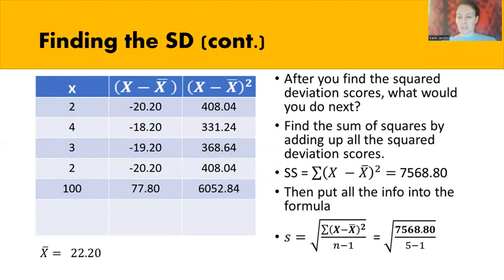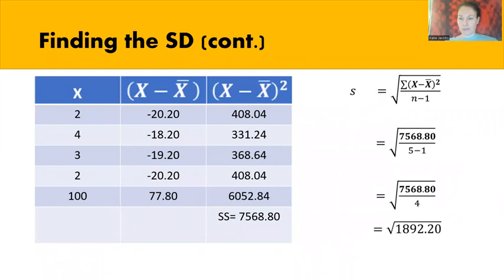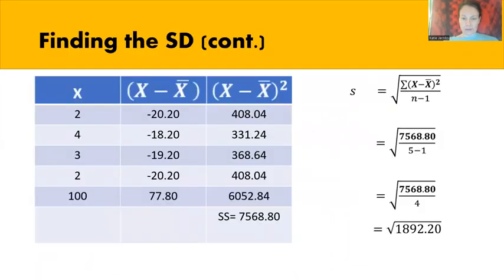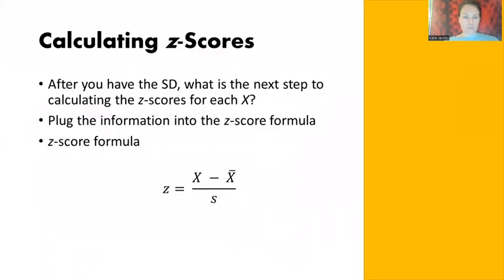Then we put that information into the formula for standard deviation. We know that standard deviation is equal to the square root of our sum of squares divided by our sample size minus 1. And then we just follow that out one by one, and we make sure that we write out each step. And when we do that, you see here that we can go ahead and move forward and start calculating our z-scores.